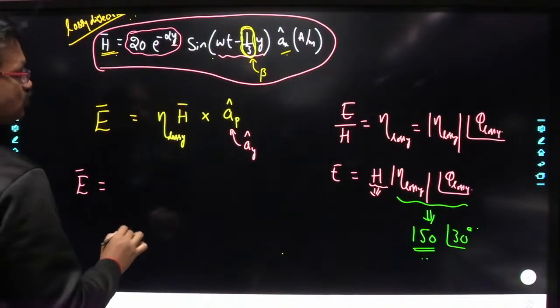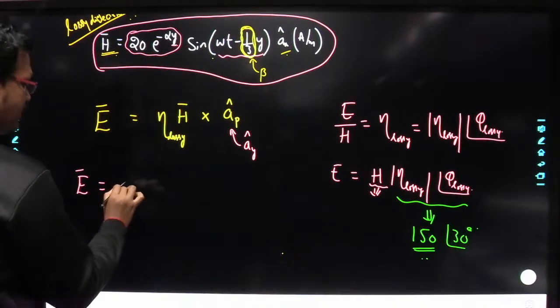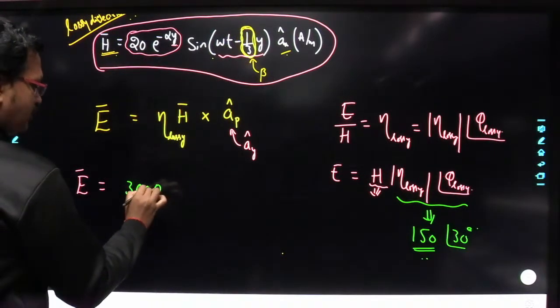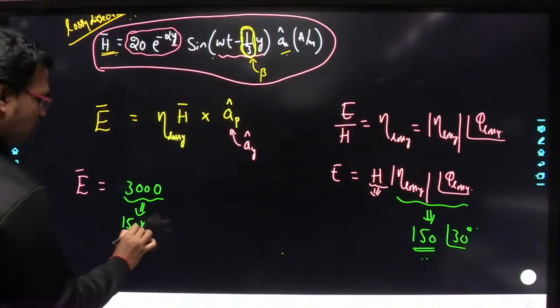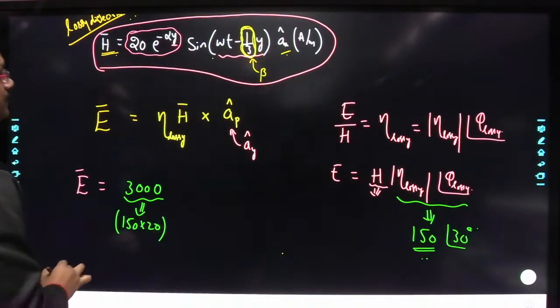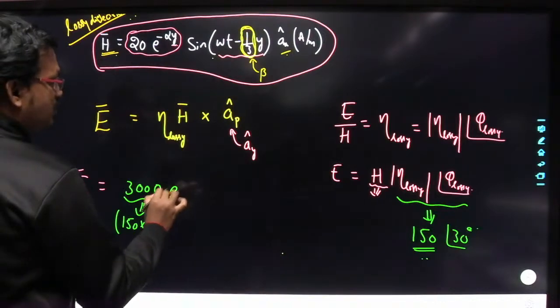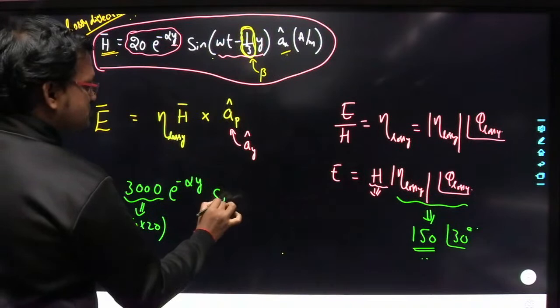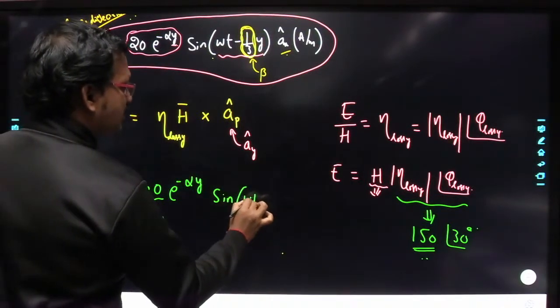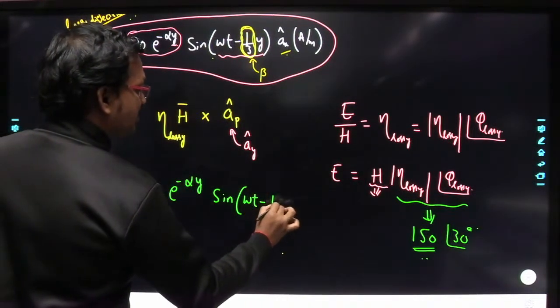So 150 into 20, how much are you going to get? You are going to get 3000, right? So this is nothing but 150 into 20 here, multiplied by what? Multiplied by e power minus alpha y into sine of omega t minus 1 by 3 into y.